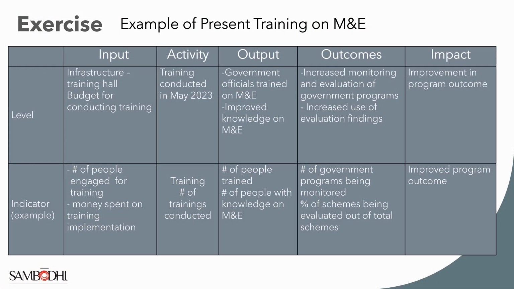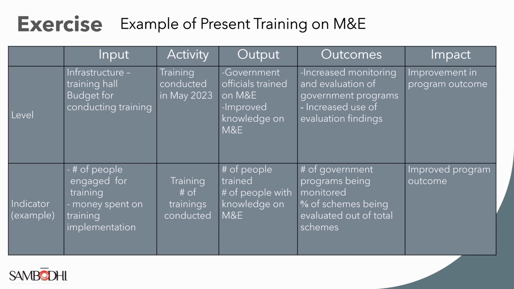Similarly, here is what we did today. If I'm doing a training on M&E, my goal was to improve what our chief guest spoke about yesterday, right? She wants to improve the program outcomes. She wants to improve maternal mortality. For that to happen, she needs more government officials to get their programs evaluated. The initiative on monitoring needs to be taken up by more people. So my outcome was that the number of government programs being monitored has increased, or that the percentage of schemes being evaluated in Meghalaya is increasing, right?